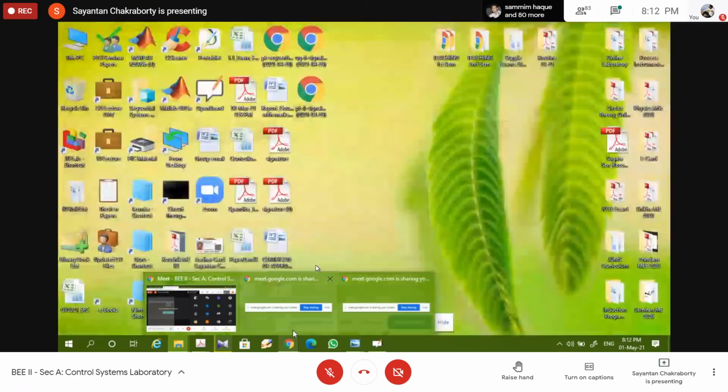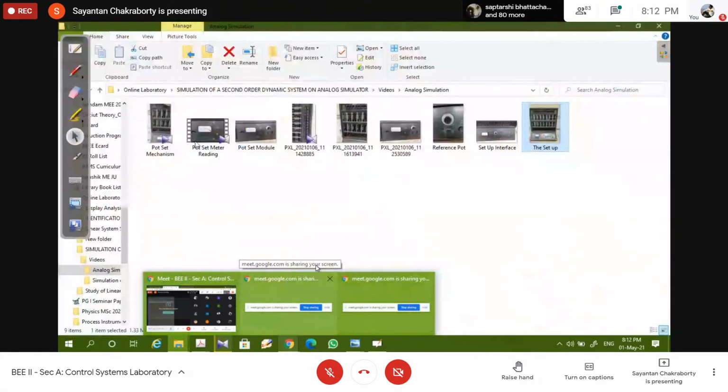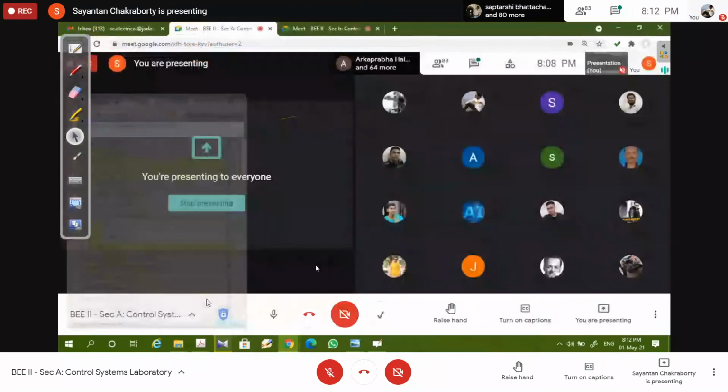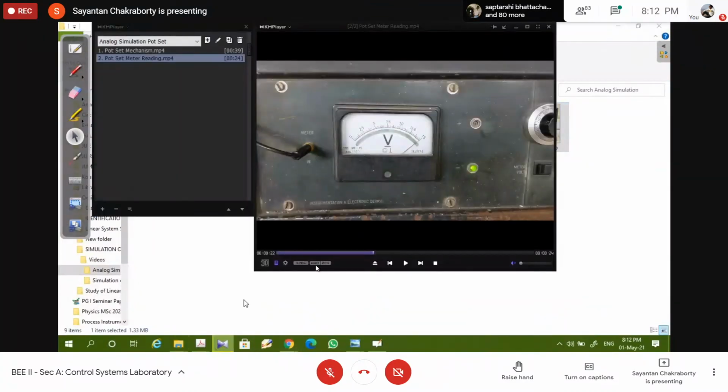Okay. Now, once you have decided how to set the pot, now we should study the integrator circuit. How the integrator circuit behaves.